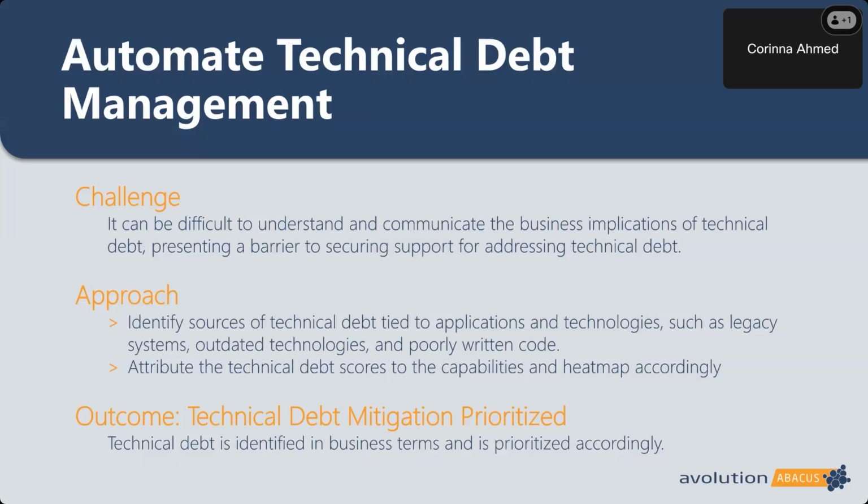If we tie the identification of technical debt to things such as applications, technologies, and even processes, those things that the technical debt directly impacts, we can then attribute information about that technical debt up to the capabilities. This could look like a count or a score. And doing this means that the technical debt can be viewed in terms of which business capabilities are most impacted, which can then help stakeholders to understand it in their terms.